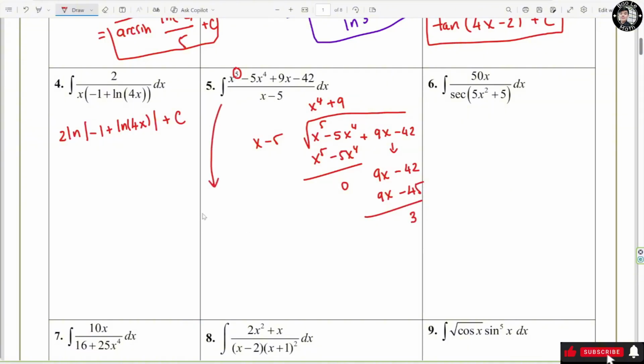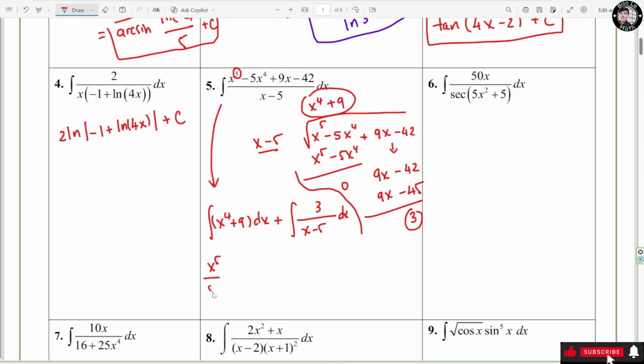So this can be written as the antiderivative of s to the 4 plus 9 ds plus the antiderivative of the remainder, 3 over s minus 5. Now the antiderivative of this is going to be s to the 5 over 5 plus 9s plus 3 times the natural log of absolute value of s minus 5 plus c. This one is the final answer.